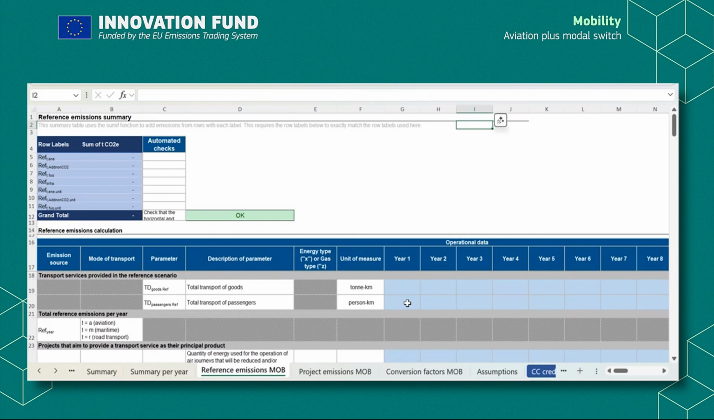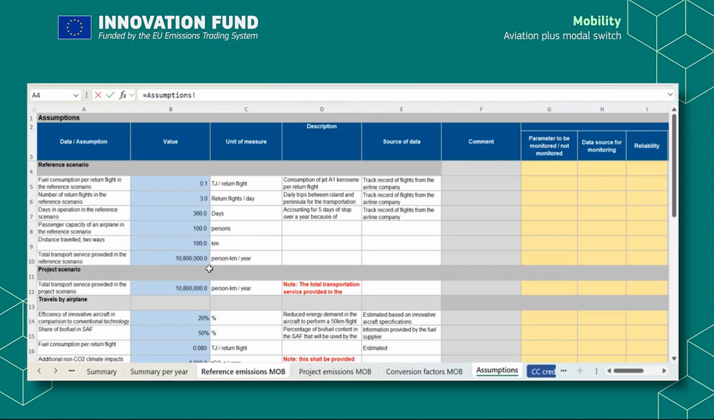Our hypothetical example relates to a project that aims to provide a transport service of passengers as their principal product, which in this calculator is measured in person-kilometer. So as a first step, in row 20, I will estimate the amount of services delivered in the reference scenario, which will be calculated using the following assumptions.